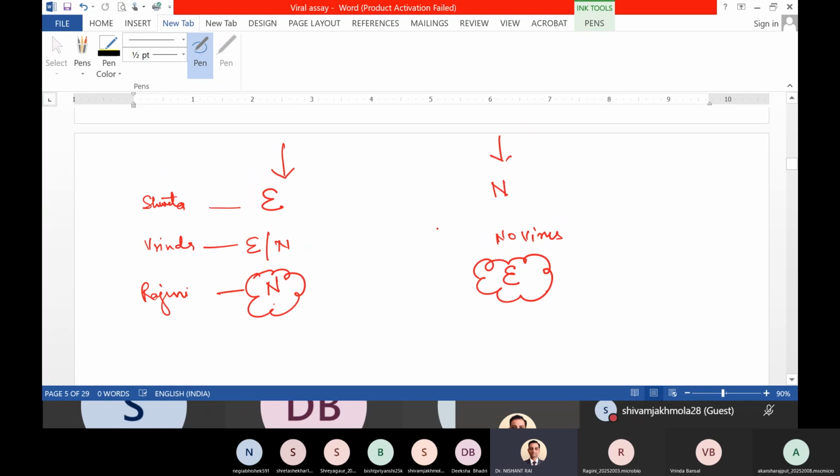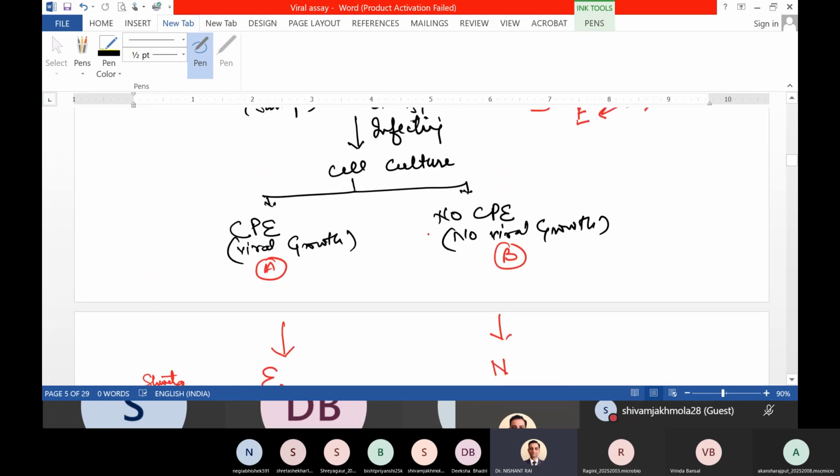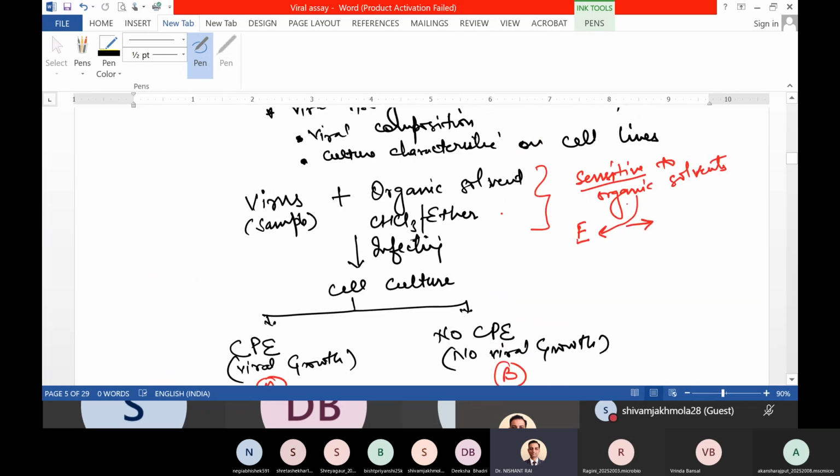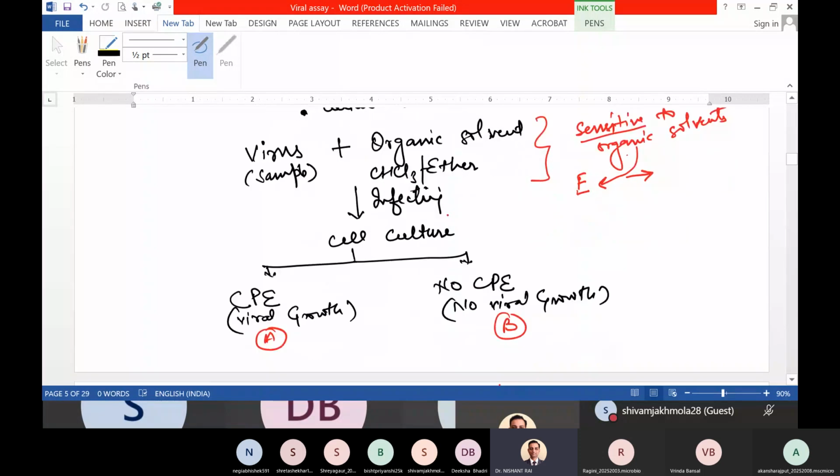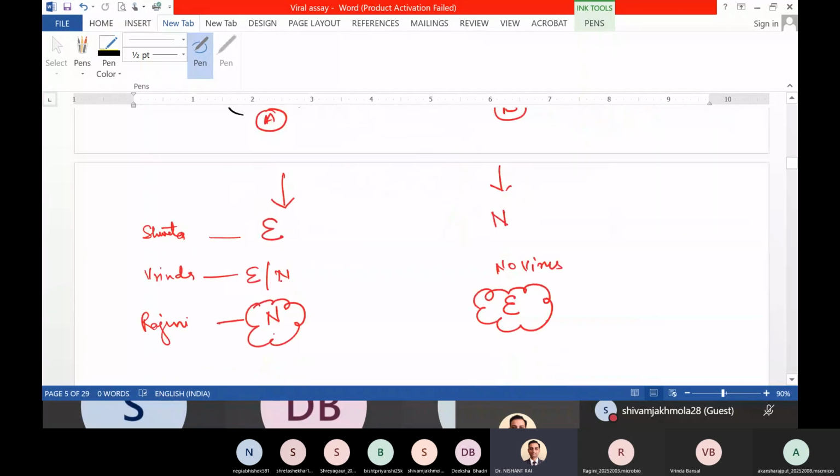So how did you identify enveloped and naked virus? On the basis of this property: one of the properties is that enveloped viruses are sensitive to organic solvent. And this gives you an idea of the nature of the envelope, and accordingly you can treat it with a suitable inhibitor, right? So that you can confirm whether it is enveloped or naked.